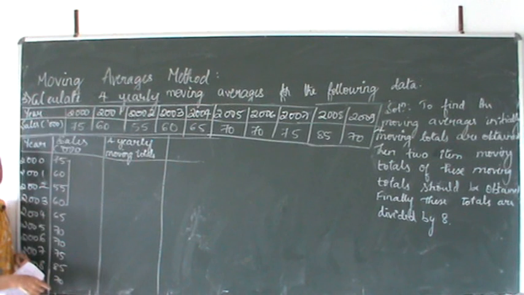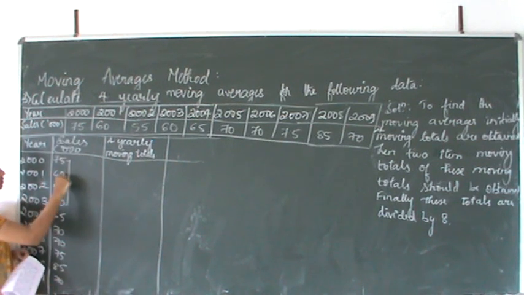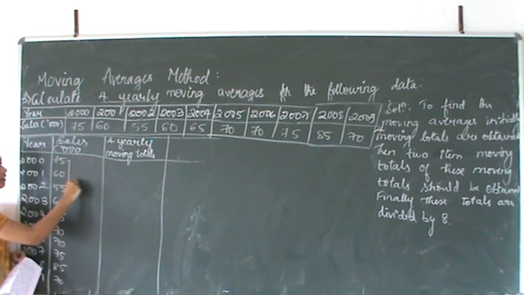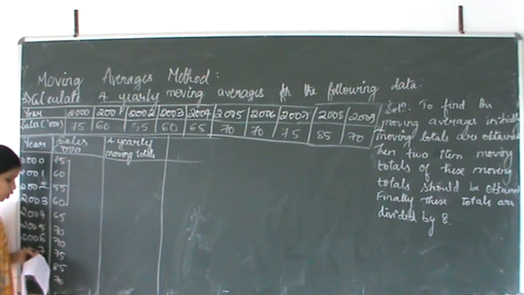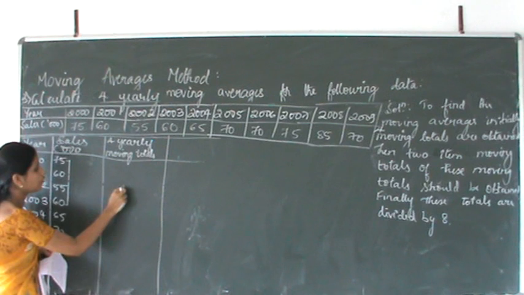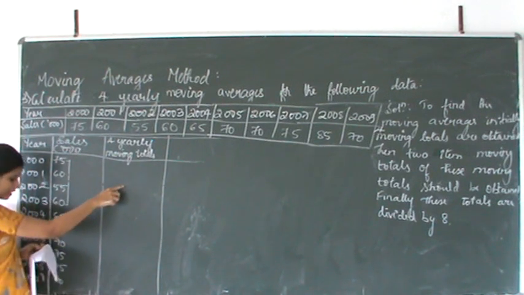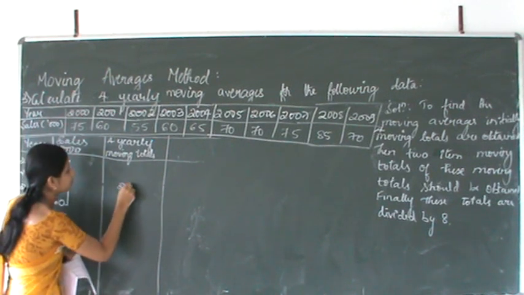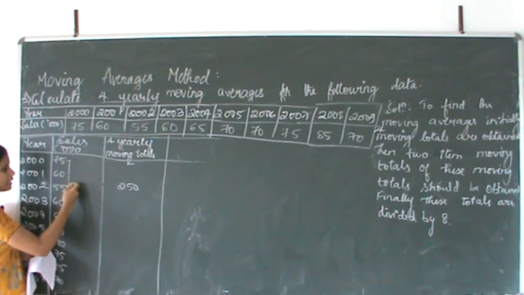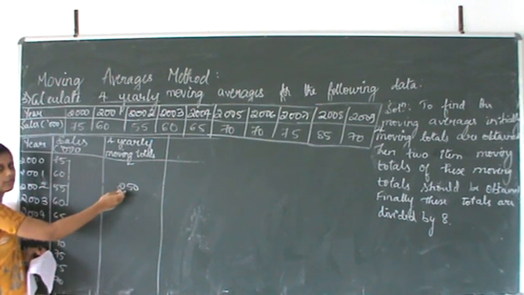So you are going to write it at the center of the time span. The center of the time span is 2001 and 2002. So in the middle of those 2 years, you are going to write the value: 75 plus 60 plus 55 plus 60 comes to 250. So you are going to write this 250 in between 60 and 55. First line will be blank, and in the second and third line middle you are going to write 250.